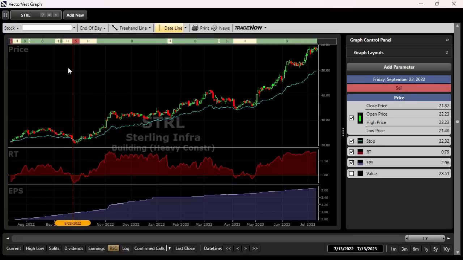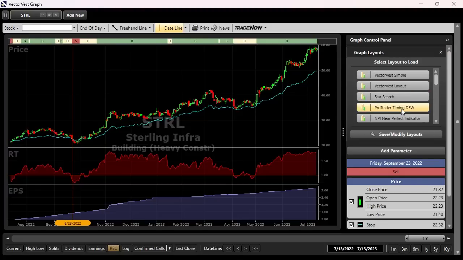And this is where it can get tough for some folks because the price and RT lines are jagged and a little hard to read if you're not used to or skilled at reading charts. And here's where the near perfect indicator can really help out. I'm going to change the layout of my graph. So I'll open the graph layouts button. The NPI near perfect indicator layout, I'll click on it.